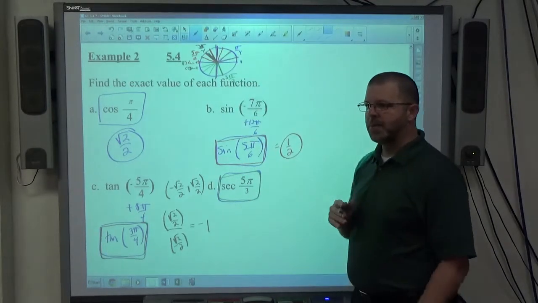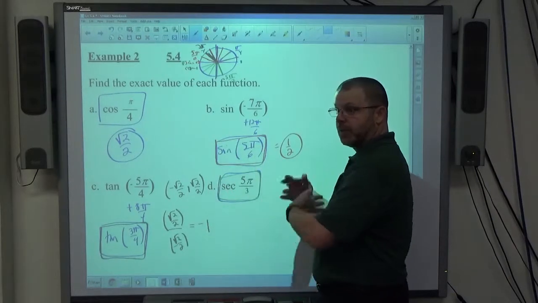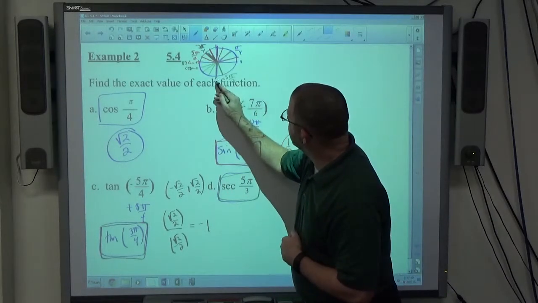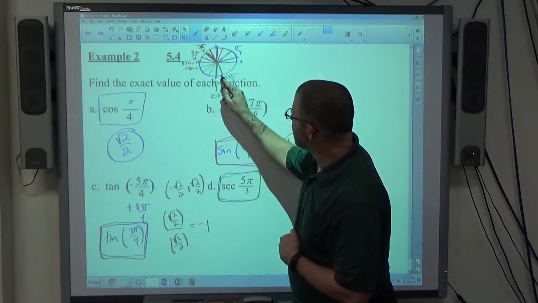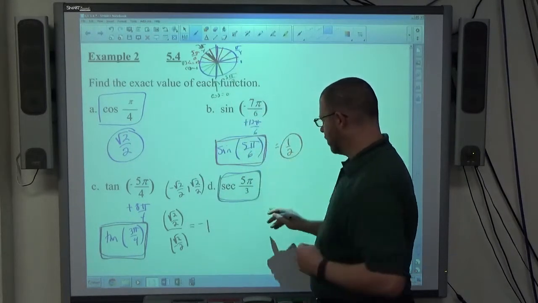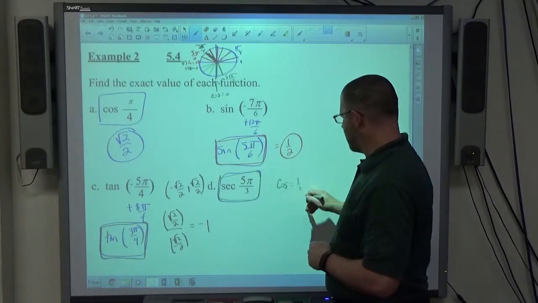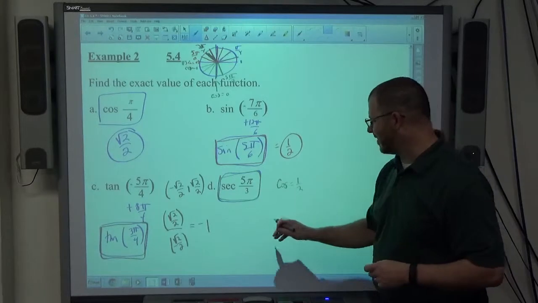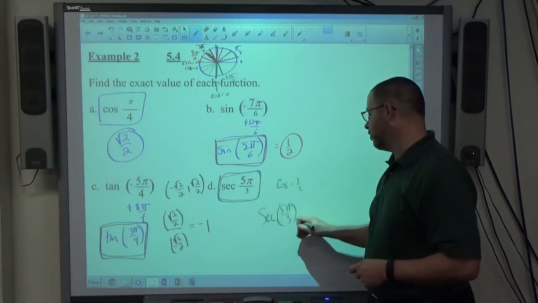Okay. And 5 pi over 3, we're doing secant. That's 1 over cosine. So if I can find the cosine, I reciprocate it, right? So here's cosine equals 0. And I'm going 1 step to the right of 0, positive, so it's going to be positive 1/2. And if the cosine is 1/2, that means the secant of 5 pi over 3 should be the reciprocal of 1/2, which is 2.